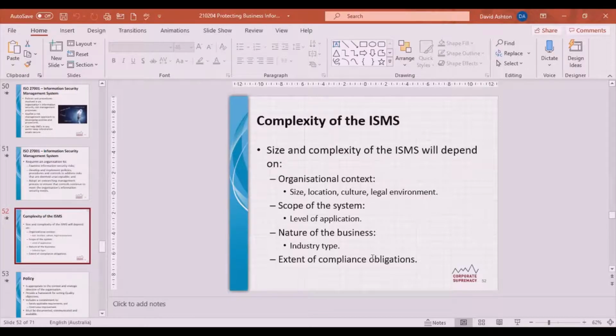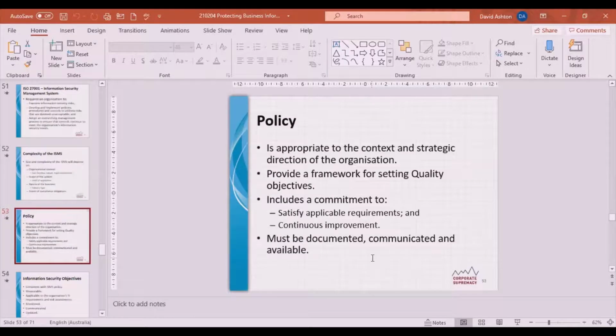So putting in place a policy: a simple one-page statement, which needs to be appropriate to your organisation and provide a framework for setting the quality objectives around that. It must include a commitment to satisfy the applicable requirements, which I'll touch on later, and a commitment to continuous improvement. You have to document it, communicate it, and make it available. So generally you see these things on websites or on the front entry of businesses.